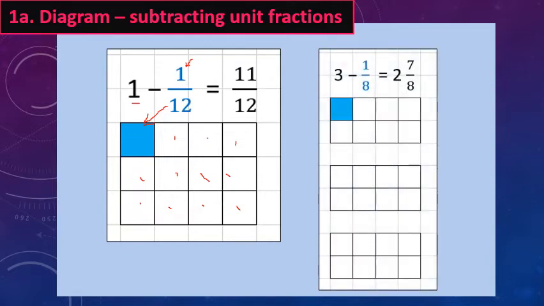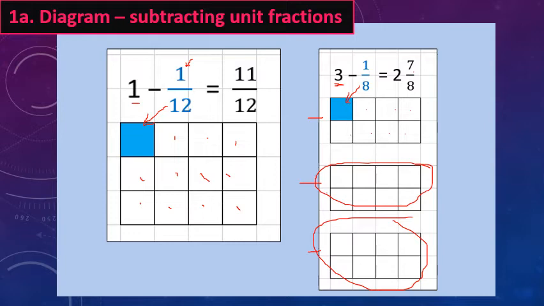Now I can also do this for whole numbers that aren't 1, because they also represent wholes. Provided this is a whole number, that's a counting number, 1, 2, 3, 4, 5. It's not a mixed number with a fractional component, and it's not a fraction. So here I've got 3 wholes, 1, 2, 3, and I'm subtracting 1/8. So I've divided each of these wholes into 8 equal parts, and I've shaded one of them, which is my unit fraction, blue. That's left me with 2 wholes, 1 down here, 2 down here, and 7 eighths. 1, 2, 3, 4, 5, 6, 7.